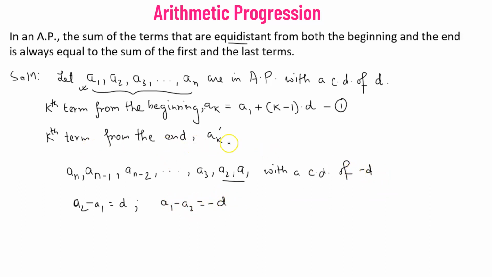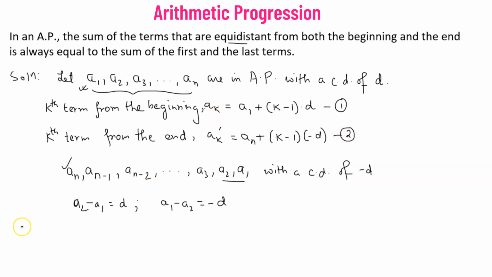So that means the kth term from the end will be equal to our first term. So what's the first term? That's actually the nth term. So we have an plus, since we're considering the kth term, k minus 1 times the common difference, which will be negative d. So this is going to be equation number 2.